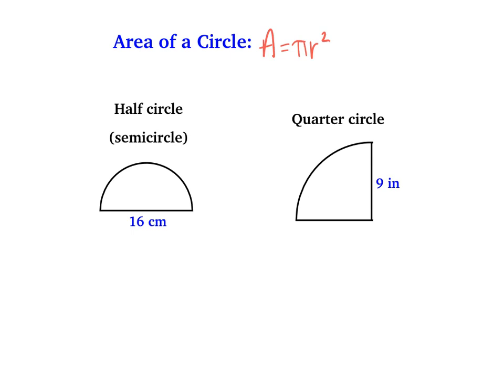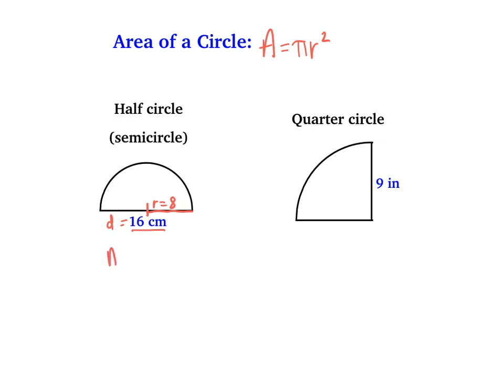A half circle shown here is exactly half of a circle. So the biggest thing to remember is that when you see this dimension given, that's the diameter because it goes all the way across the circle. But for area, we need the radius. So the first thing you're going to do is cut that in half to think about what the radius would be. So the radius here would be 8 since that's half of 16.